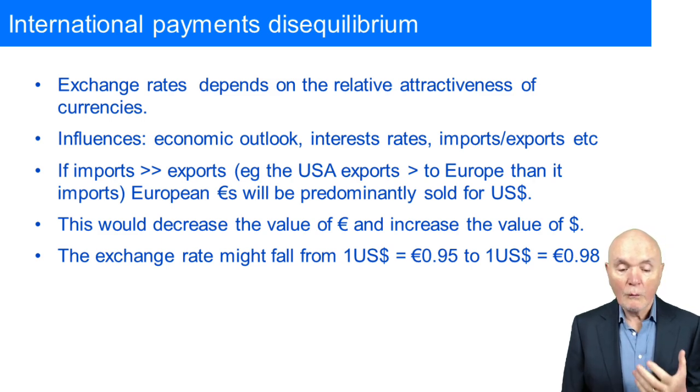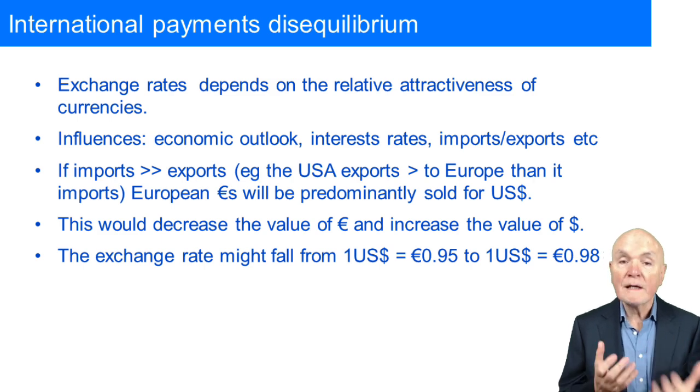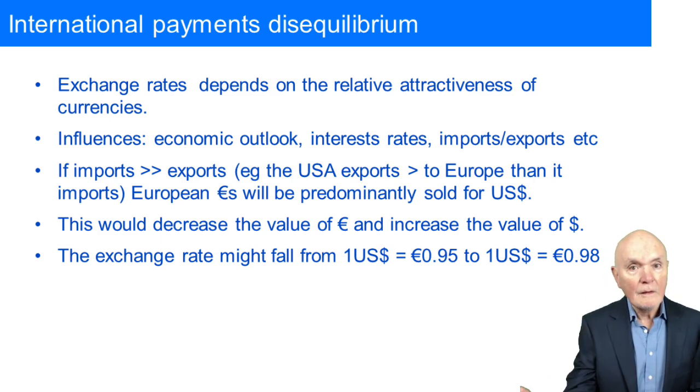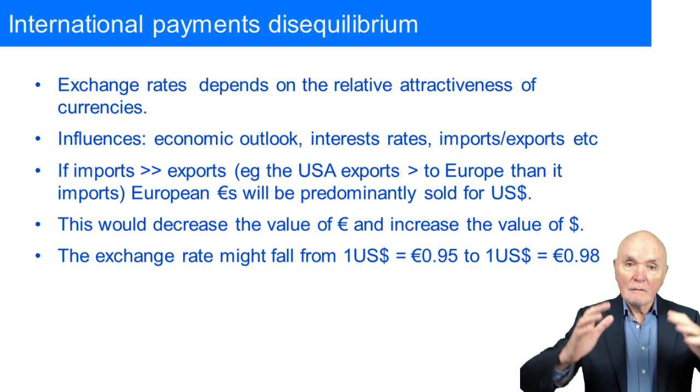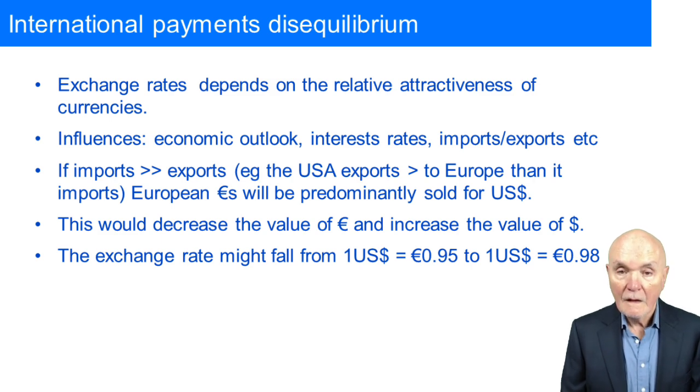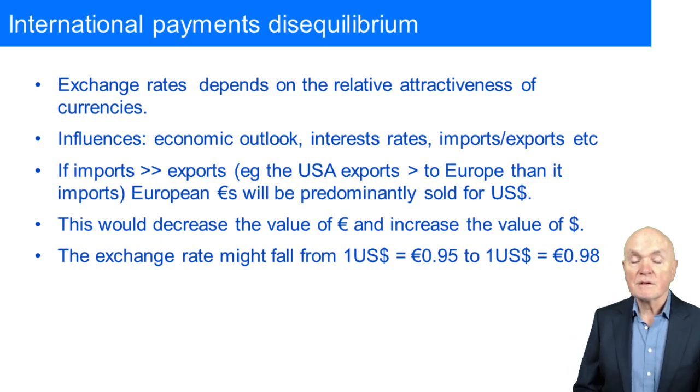And if you have what's called a trade imbalance, if there are many more imports than exports, then to finance those imports, you're going to have to sell more and more of your own currency, buy more and more of the seller's currency. That will put a downward pressure on your currency and an upward pressure on the other currency. That will be known as a trade deficit.